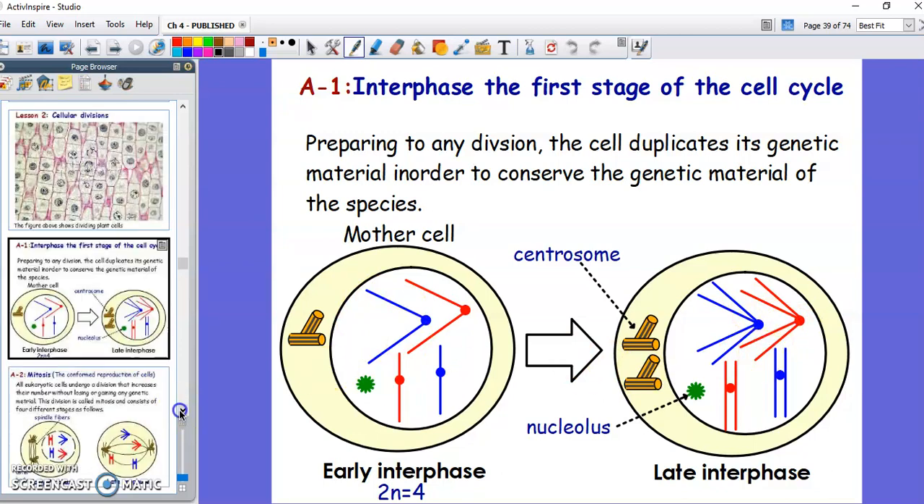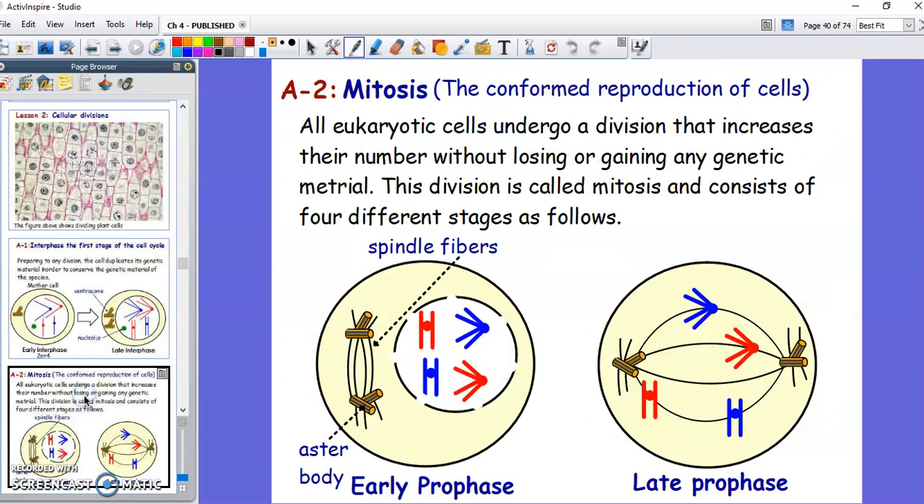Okay, after the interphase, we go into the details of mitosis, which is made up of four main phases. We have the PMAT, it's known as the PMAT. P for prophase, M for metaphase, A for anaphase, and T for telophase. Let's go into details and see what happens in each phase of these.